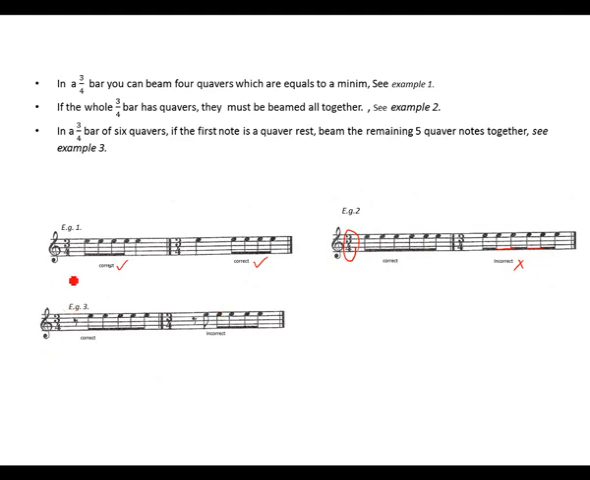In a 3-4 bar of 6 quavers, if the first note is a quaver rest, beam the remaining 5 quaver notes together. The first note here is a quaver rest. Then the remaining notes are 1, 2, 3, 4, 5. You beam them together. This is incorrect. This is supposed to be joined with the other notes.